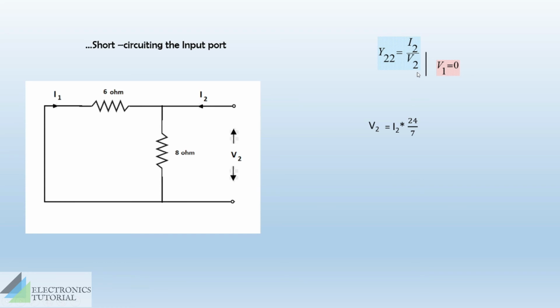Now our denominator is in terms of I2. Numerator and denominator are of similar terms. So we can simplify this easily. Y22 is equal to I2 divided by V2 term, that is I2 into 24 by 7. So we'll get the final answer 7 by 24 mho.